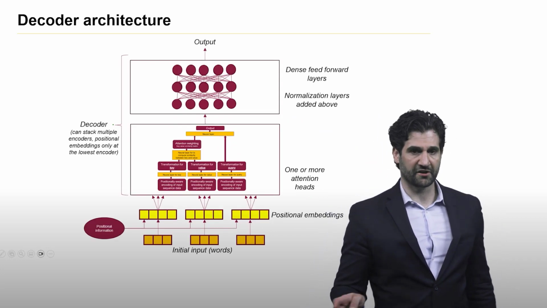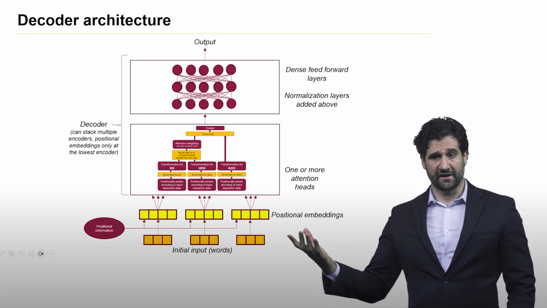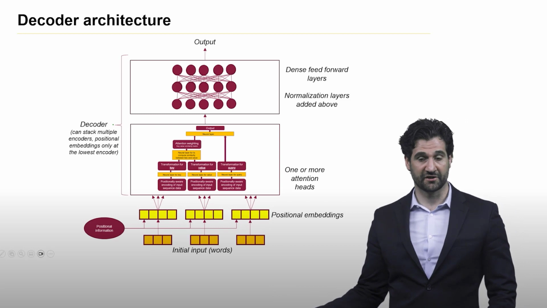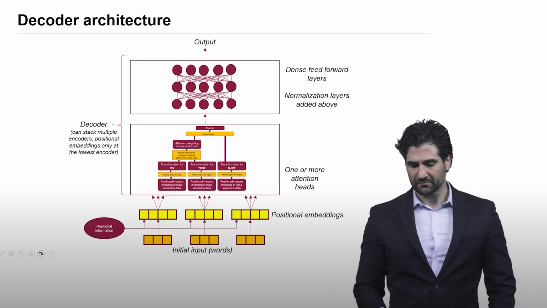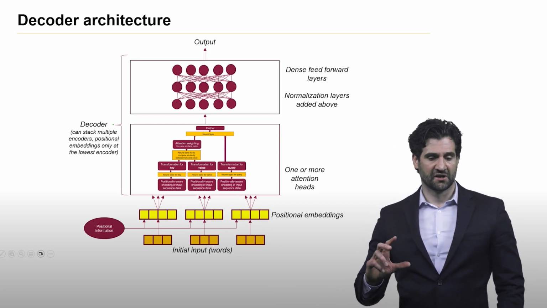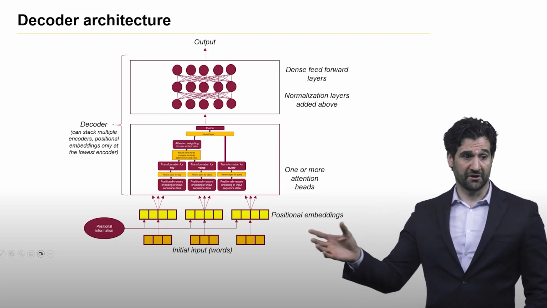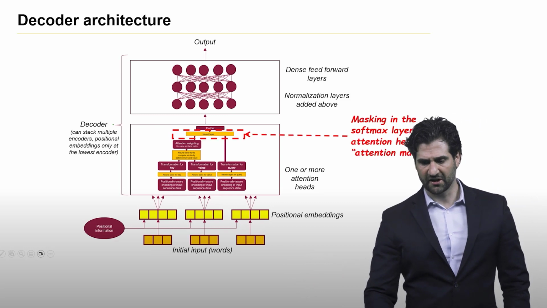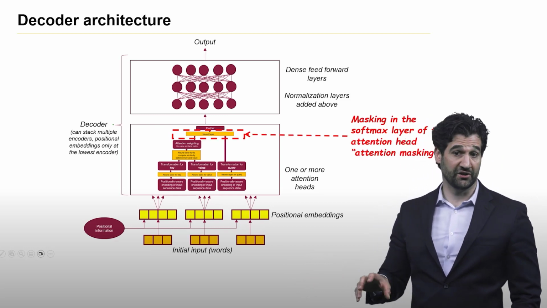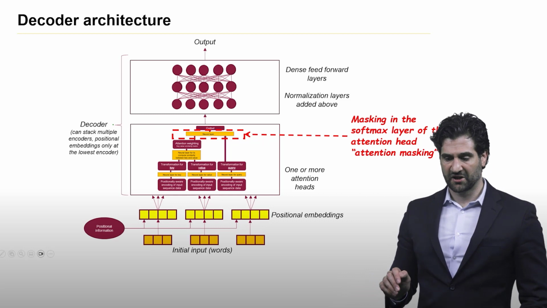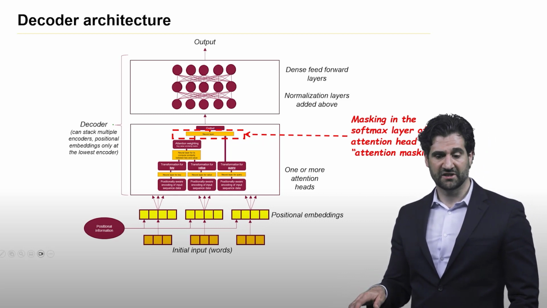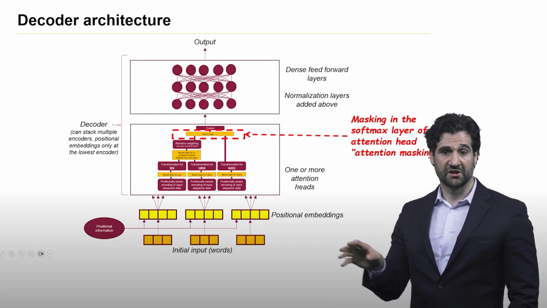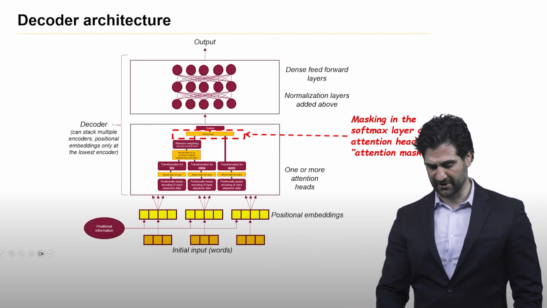So the decoder architecture, when you look at a high-level view, looks very similar to the encoder architecture. However, the key differences come up in one, this unidirectional dependency, and two, masking within the attention head. Here, the masking occurs in the attention head in a way to enforce this unidirectional flow of information.